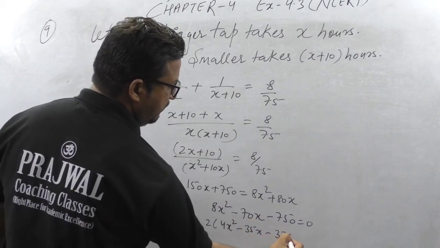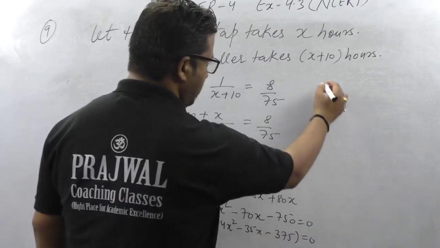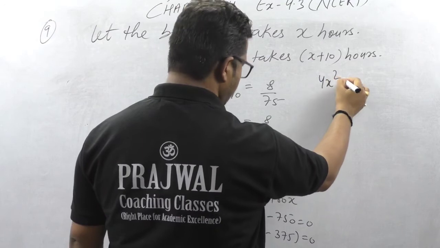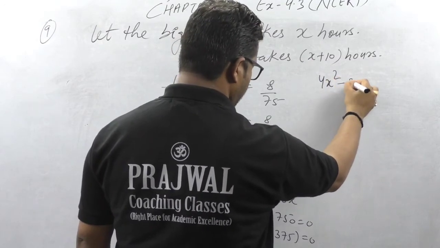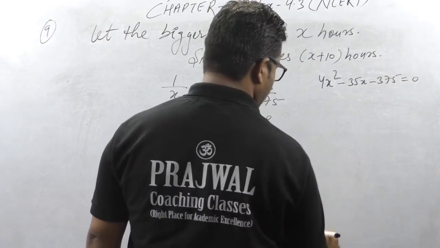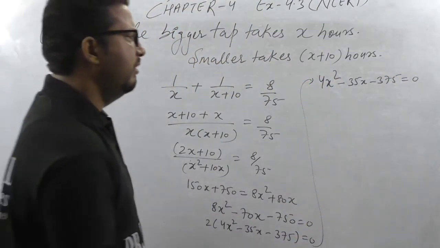2 sevens are 14 and 2 fives are 10, equal to 0. Now this 2 will go to 0. So the required quadratic equation is 4x² − 35x − 375 = 0. Since any method works, we can apply the Sridharacharya formula here.